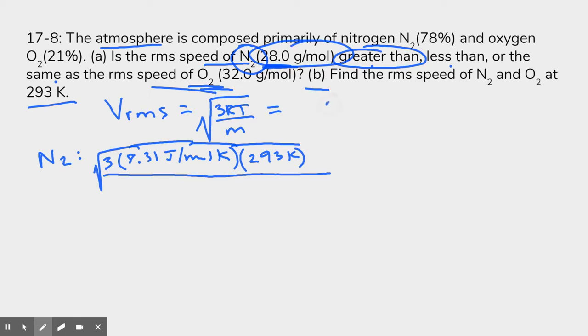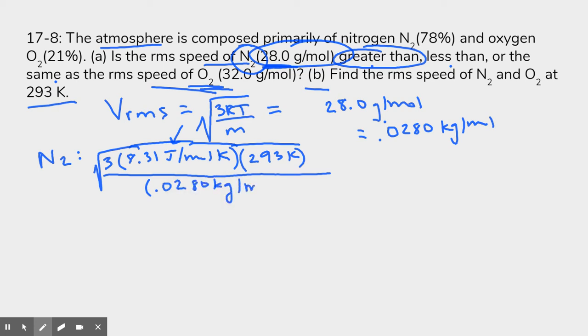And we see here that it's 28 grams per mole. But since we're using joules, we need to go ahead and convert this to kilograms per mole. So this would actually be 0.0280 kilograms per mole. Okay, and you would find that it's 0.0280 kilograms per mole.